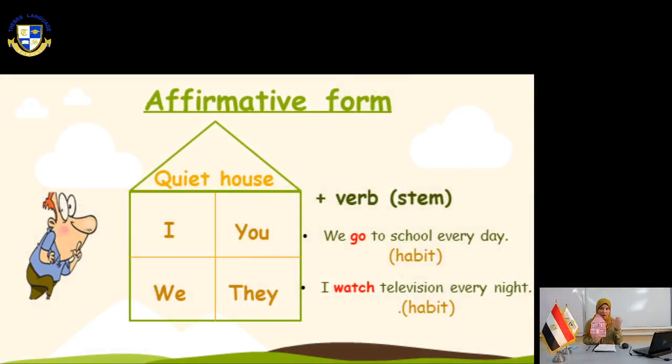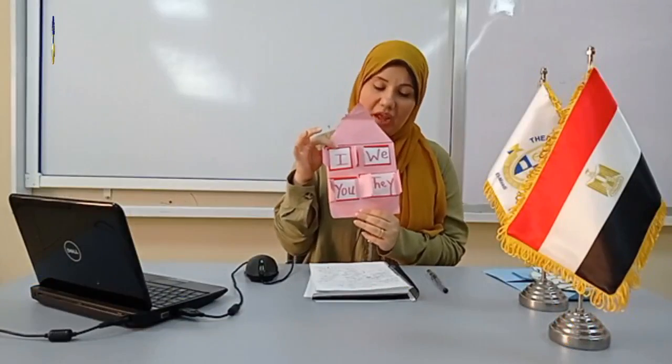They are so quiet. They don't disturb anything that stands beside them. So, any verb that comes after I, we, you, they will be as it is, in the infinitive. I will never add anything to the verb or change the form of the verb. I play. They run. We eat. You study. I don't change the verb. Okay? This is the quiet house.